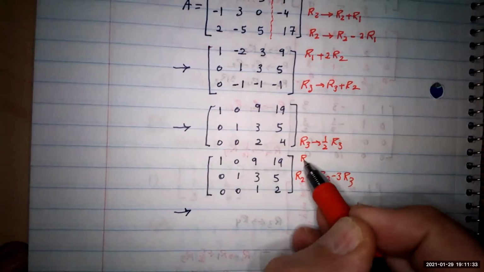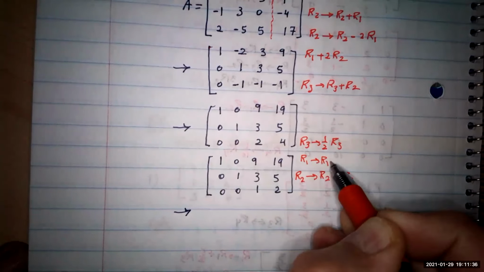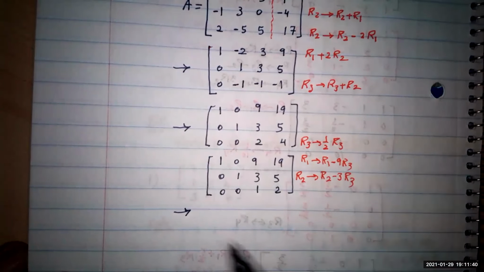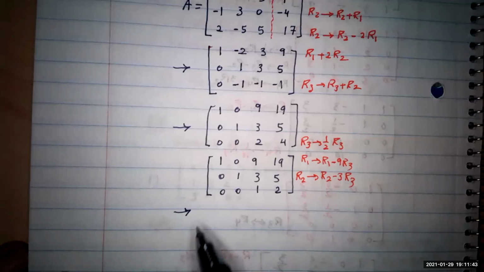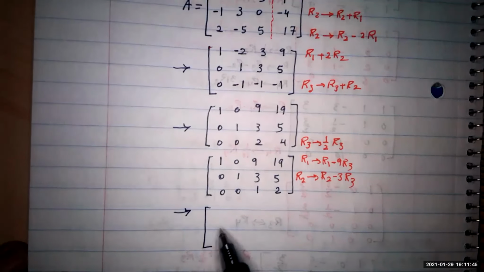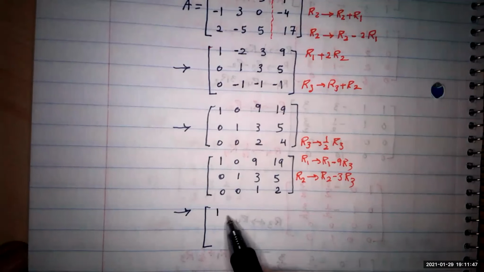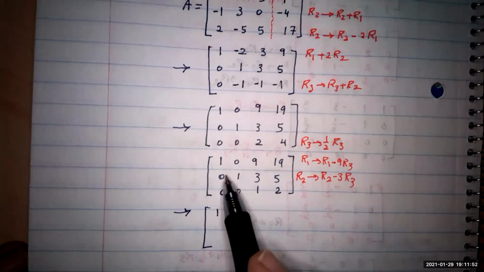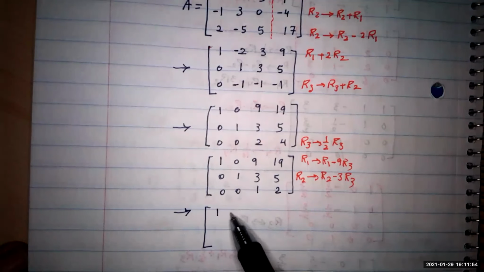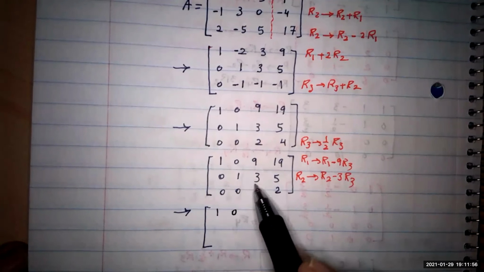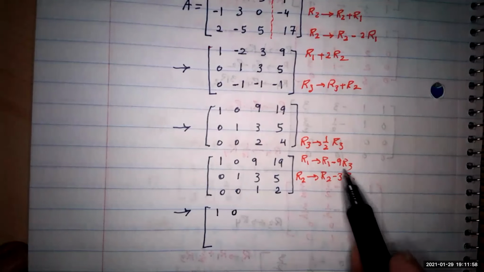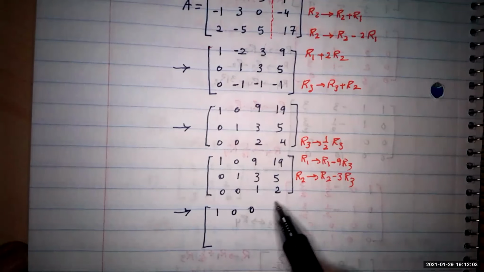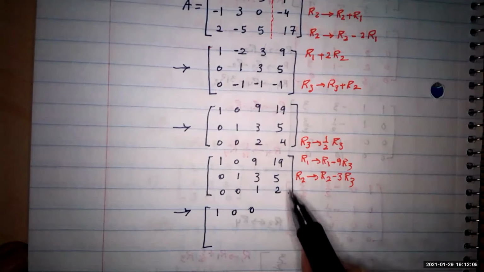And this is going to be R1. I change it to R1 minus 9R3. Quickly, that would give me lots of zeros, and then we can find the result right away. So this is 1, this is 0. That would disappear, because negative 9 and positive 9 would be 0. And over here I get the 18, and 19 minus 18 would be 1.